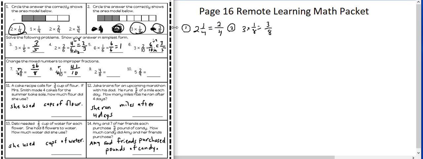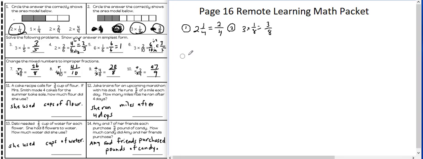Denominator stays the same. We multiply, and then, yep, you guessed it, then we add. 2 times 8, 16, 17, 18, 19, 20. And denominator stays the same. And then 5 times 9 plus 2. 5 times 9, 45, 46, 47. And denominator stays the same.